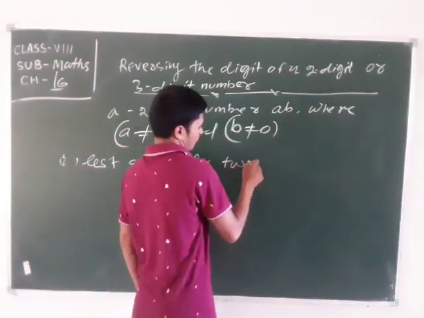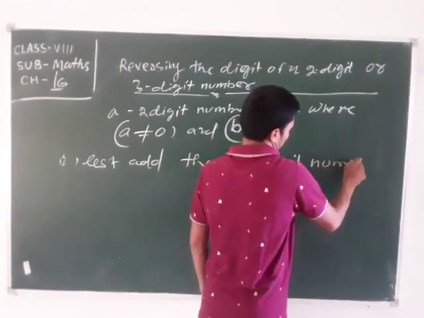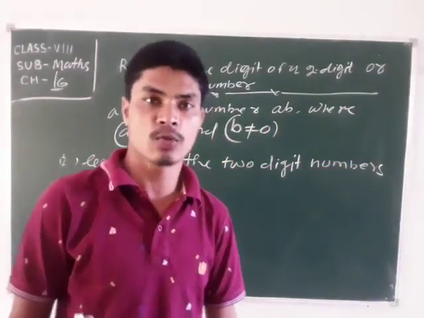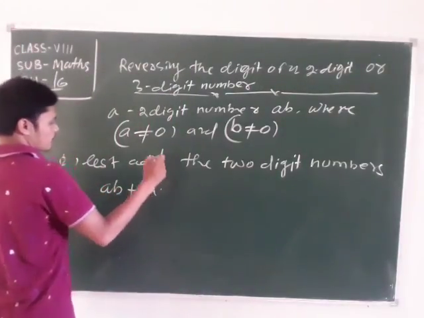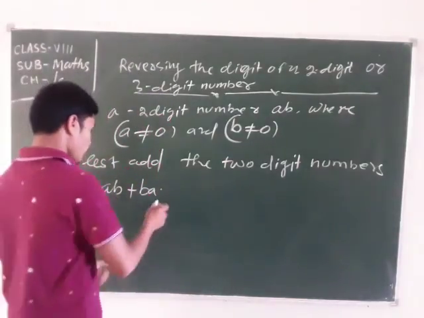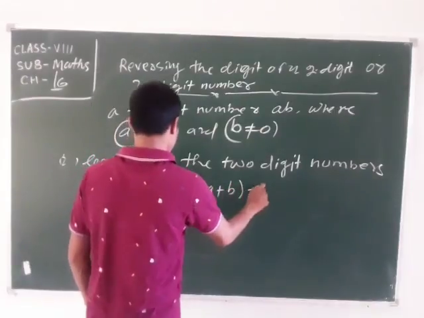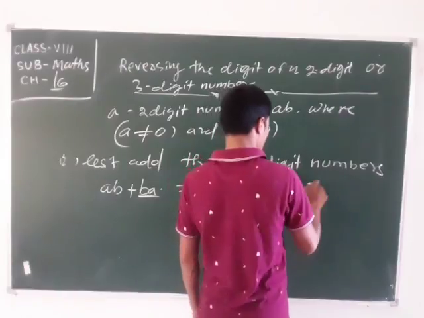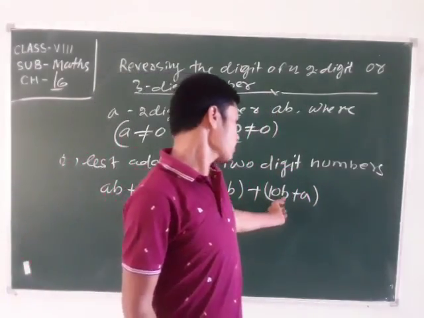The 2-digit numbers. What are the 2-digit numbers? See here, ab plus ba. That means ab plus ba. We know that ab equals what? And ba equals what? Ab is 10a plus b, and ba is 10b plus a.